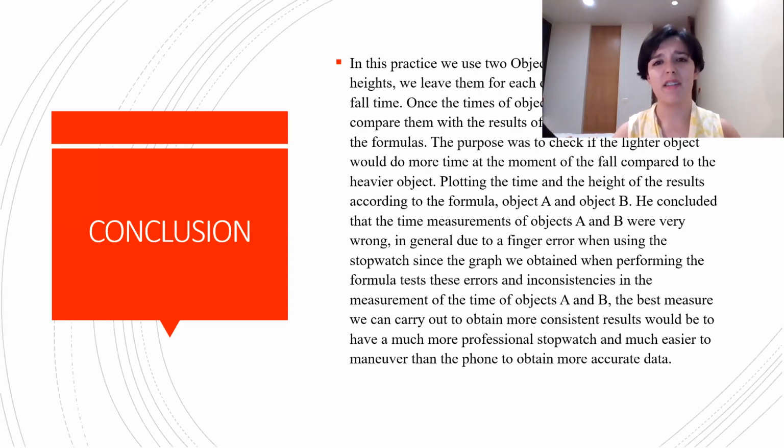Conclusion. In this practice, we carried out this project by letting two objects of different mass fall. And we conclude that, first of all, to improve this project we have to use a better chronometer, because this creates all of these inconsistencies that we can see when we compare this to the formula graph. So here is what I see as an area of opportunity in my project.